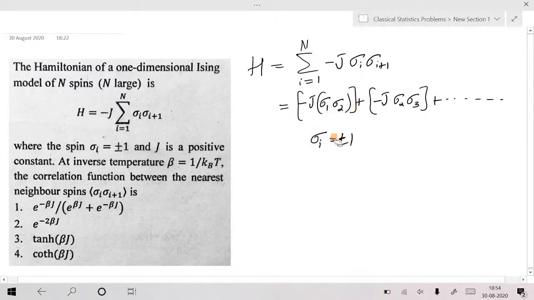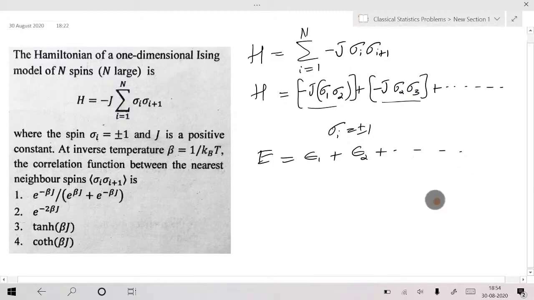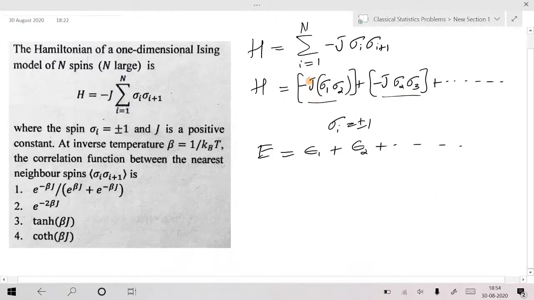Now I'm going to imagine, look at here, this is the Hamiltonian, after substitution of sigma i which is equal to plus or minus 1, you can write your energy as, let me write this one as E1, let me write this one as E2, so plus and so on. Look at here, your total energy is a kind of additive thing. But this is not the energy corresponding to the first particle or the second particle. This is the interaction energy between the first two particles.